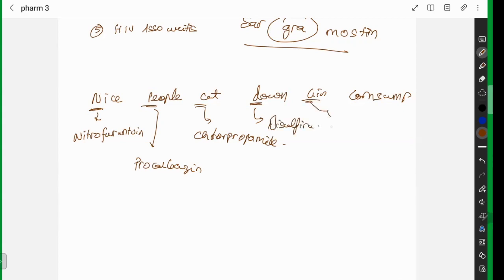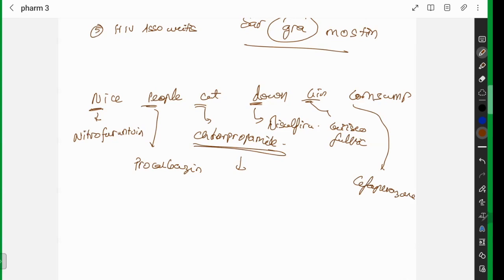G stands for griseofulvin. And what does C stand for? Cefoperazone. Can you tell me what chlorpropamide is? What group of drugs does chlorpropamide come under? Can you recall and tell me? It is an anti-diabetic.